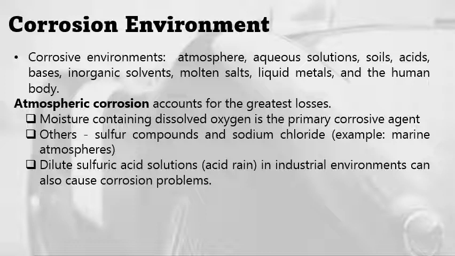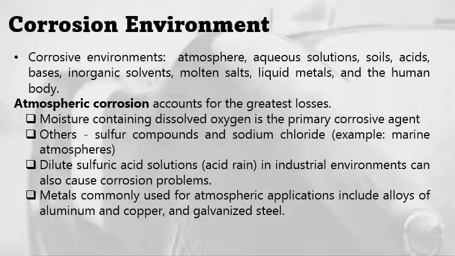If you notice, in areas near seaports, you can see the occurrence of corrosion, for example, in some metals that are very near this marine environment. This is attributed to this kind of environment in atmospheric corrosion. Metals commonly used for atmospheric applications include alloys of aluminum and copper and galvanized steel. So if you have to choose the kind of material that can be used in order to minimize or prevent the occurrence of this kind of corrosion, we should consider these materials instead.